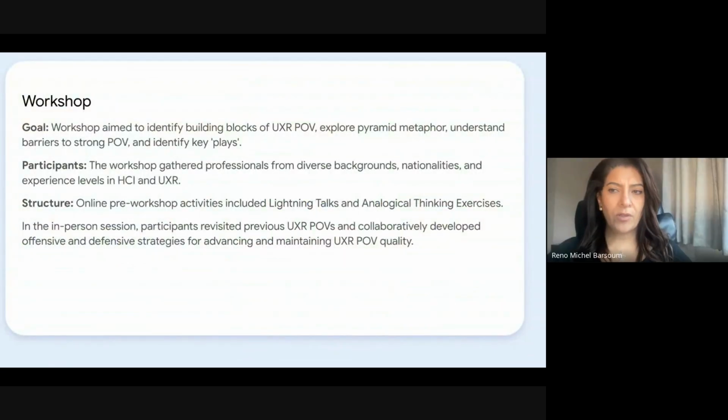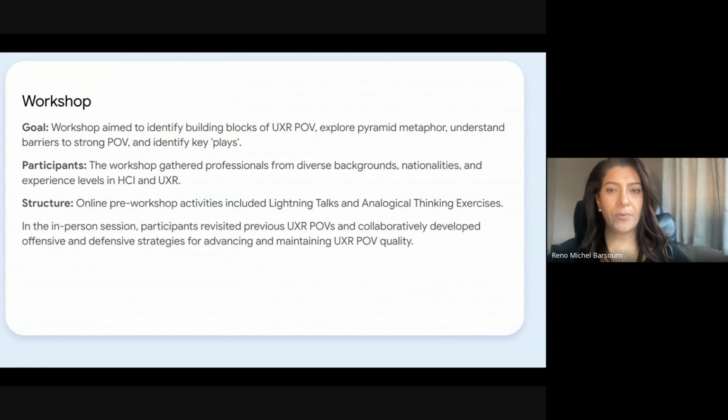Our work was mainly focused on the method of using workshops. Our workshop aimed at identifying the building blocks for a UX research point of view, exploring the pyramid metaphor we're using, understanding barriers to strong point of view development, and identifying building blocks for our playbook. We had professionals from diverse backgrounds, nationalities, and experience levels in human-computer interaction and user experience research. This diversity enriched our discussions and the outcome.